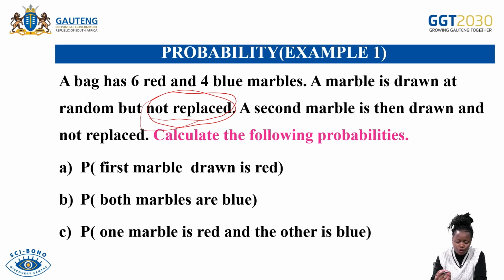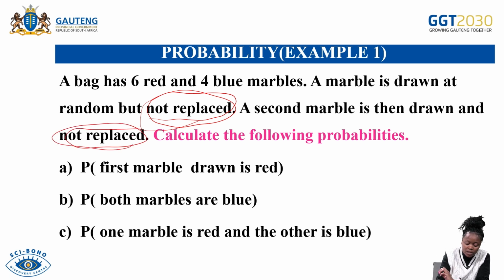So what you're going to do, you're going to randomly throw out a marble, and you're not going to take it back. So it means you take out 1 marble, then the sample space is no longer going to be 10. It is now going to be 9 because you have taken out 1 marble. So you are not going to replace it. And then a second marble is then thrown and not replaced. Remember, when it's not being replaced, then it means you need to change the sample space, or your sample space is going to be affected.